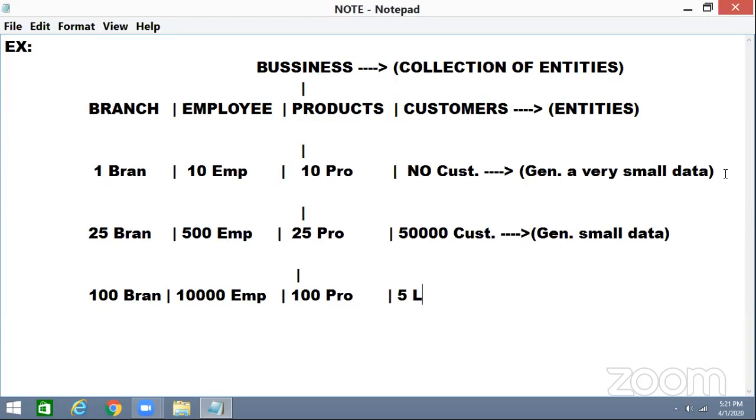How many customers do you have? 5 lakhs. 5 lakh customers in your business. Yes or no? So can I say the data being generated is small data or big data? Yes, this is called big data being generated.